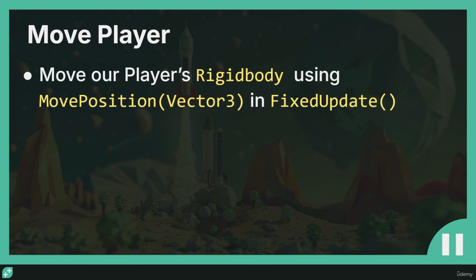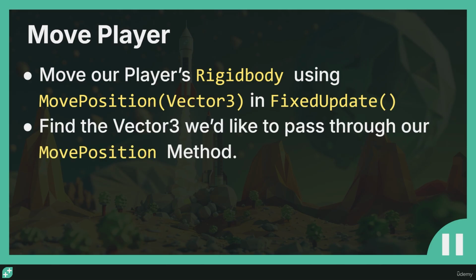Move our player's rigid body using move position in fixed update. Now I'll make sure I leave the docs to move position if you're not familiar with this built-in Unity method, but you call this by going into the rigid body.move position, in which you'll need to pass through a vector3 value. And just as a reminder, because we're dealing with rigid body physics, you'll want to use fixed update as opposed to update. But here are a few nice steps to help get you there.